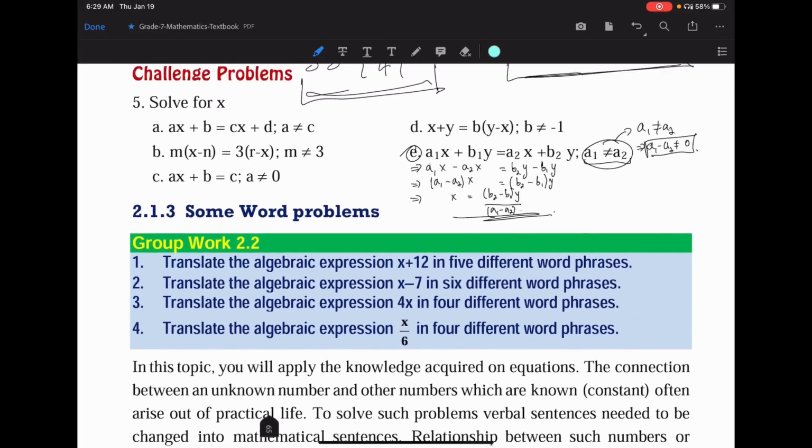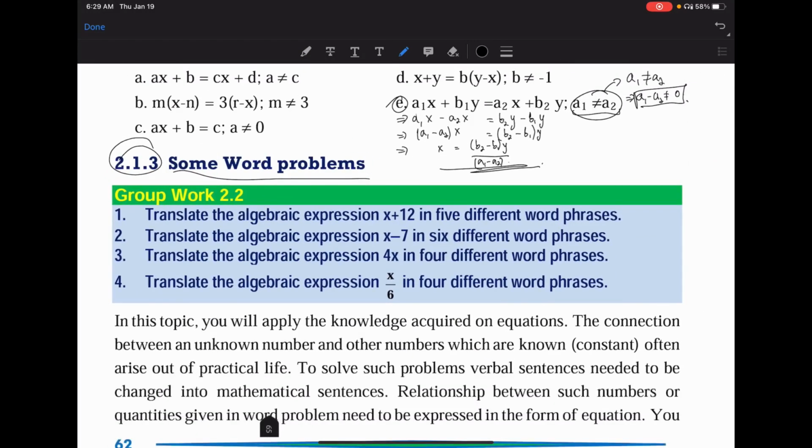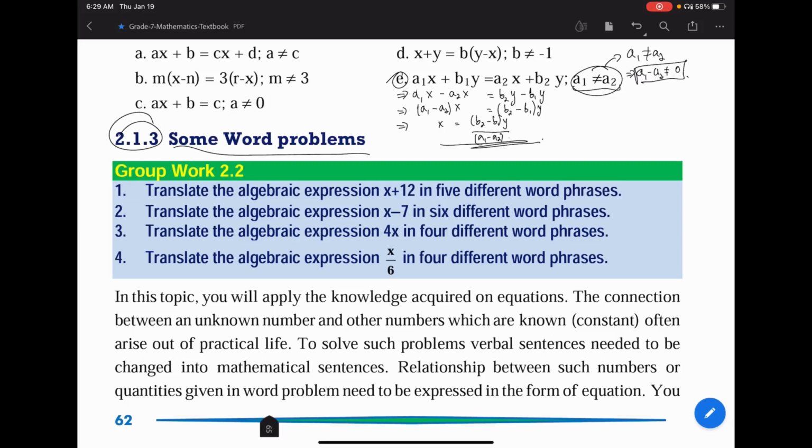Now we go to 2.1.3, some word problems. How do we use our knowledge of equations to solve real world problems?